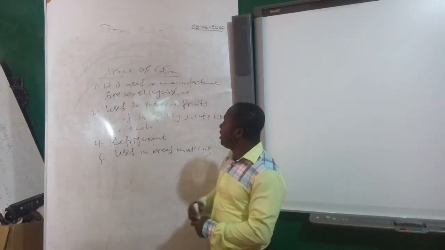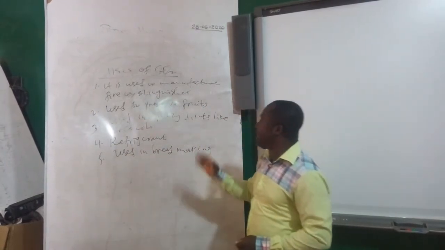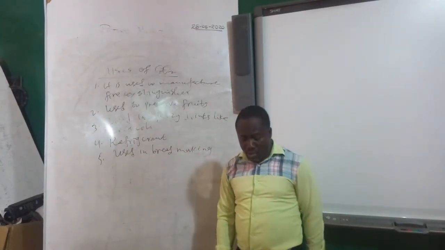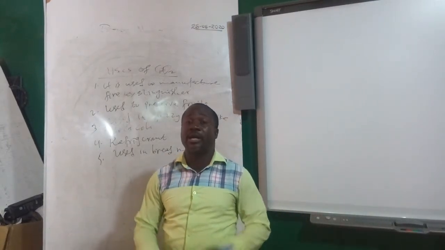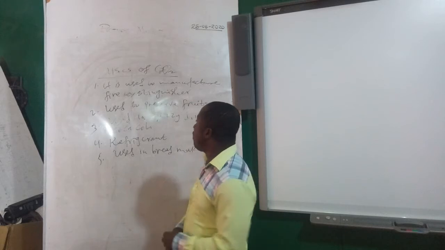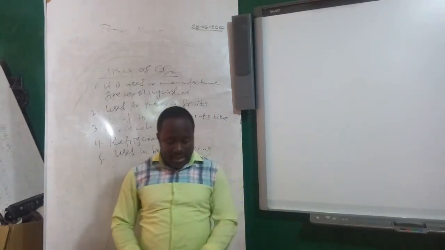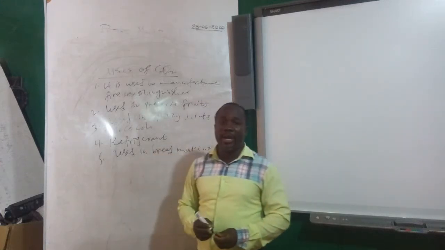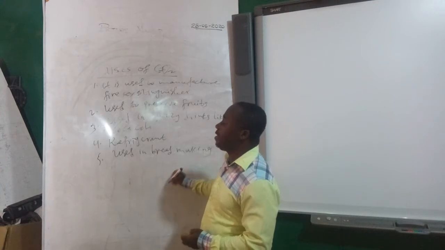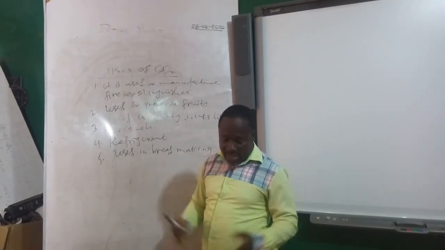So now that we have the uses of carbon dioxide, let's also look at how we test for carbon dioxide. How do we test for carbon dioxide? In the first place, you see, sometimes you pick a candidate's script and they write, it turns milky. And if you put that statement down, you will not get any marks from that. It turns milky. What turns milky?